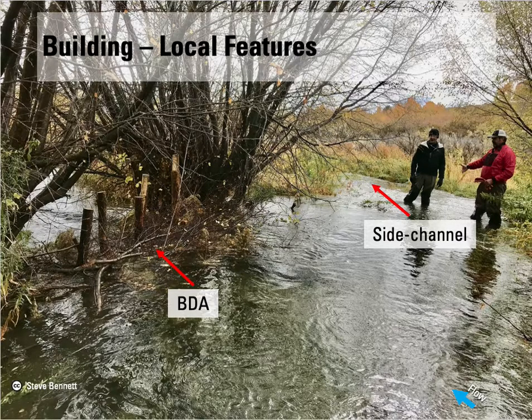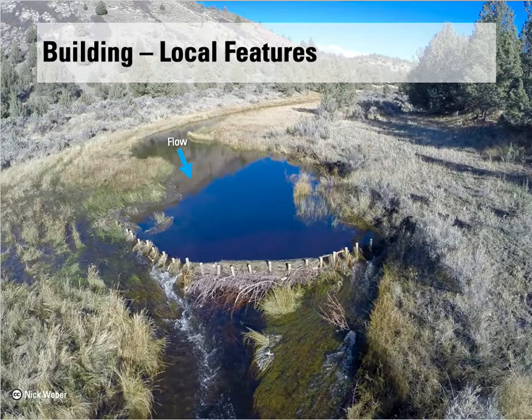Other ways to pick your spot, if you can build a BDA that will reconnect a side channel, that could be a good place to do that, which is what this photo is showing. Here's an example of just maximizing the diversity of flow paths and the pond size. So you get ponding and backwaters and overland flow and free flow here, and that might be something that you're trying to do with your BDA.